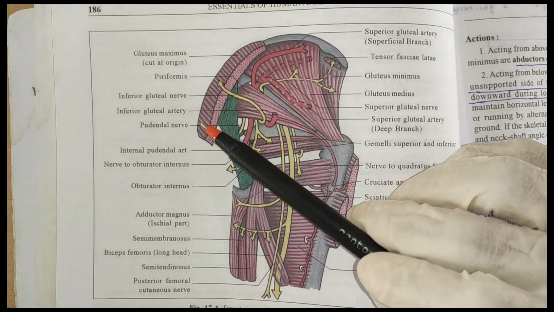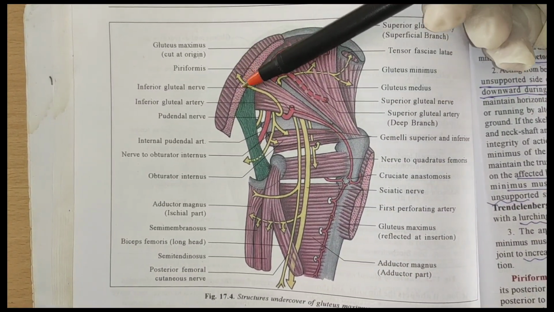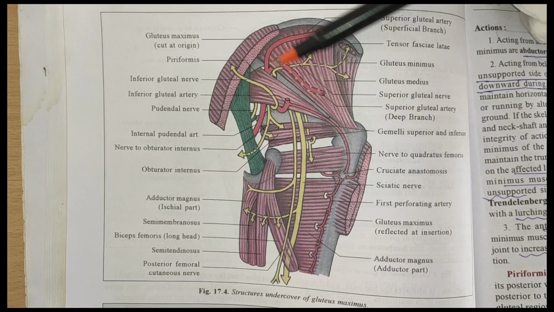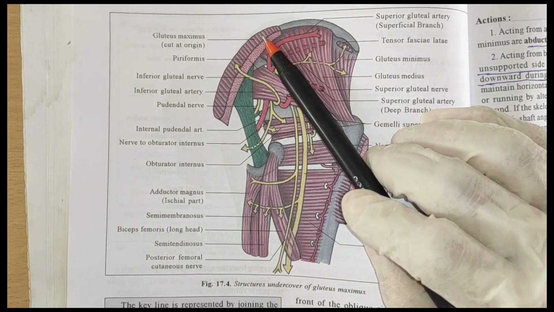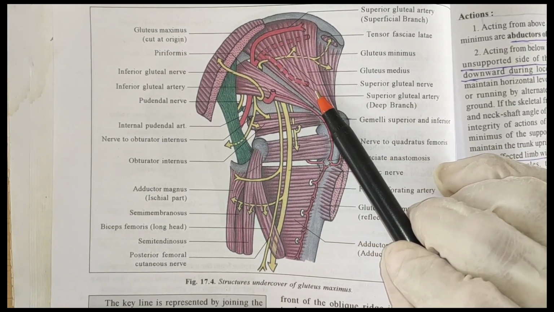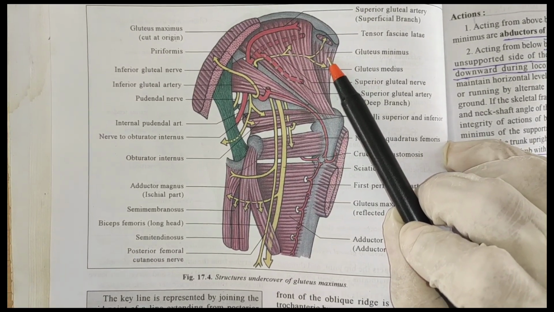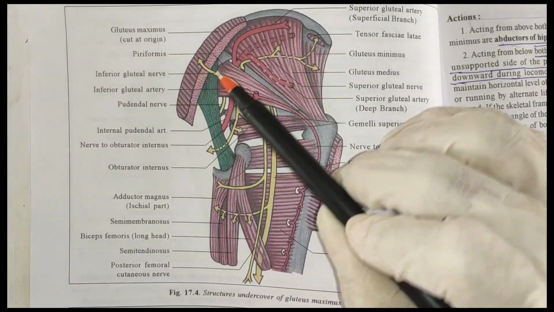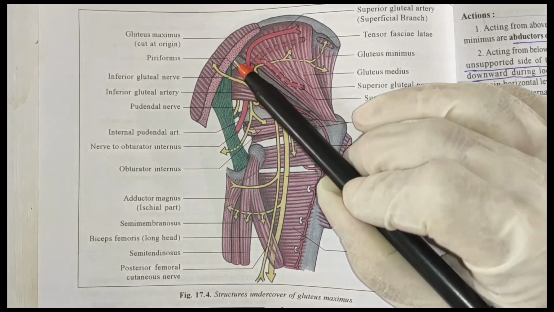What can we see? You can see here the cut part of the gluteus maximus. Gluteus maximus is like this, and it is cut. So when we cut the gluteus maximus, what can we see? This is the gluteus medius muscle, and when we cut the gluteus medius, we can see the gluteus minimus muscle. Now the key muscle present in the gluteal region is the piriformis muscle.